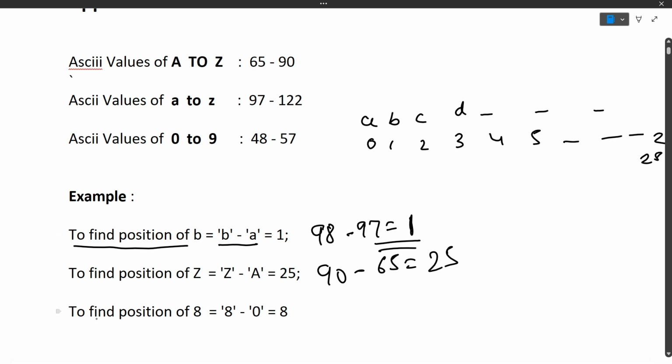Okay. Next thing is to find the position of 8. What will be the character 8 position? It will again be 8 minus 0, that is, character 8 minus character 0. What is the ASCII value of 8? It will be 56 minus the ASCII value of 0, that is 48. It will be 8. Okay. This thing you need to understand.